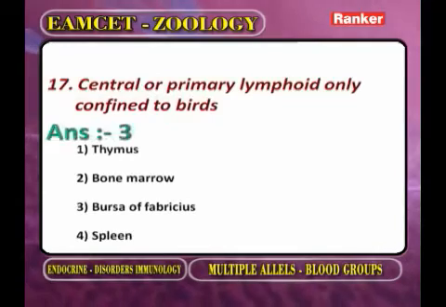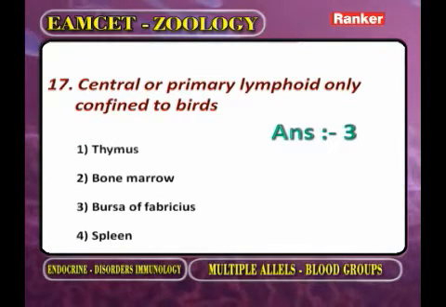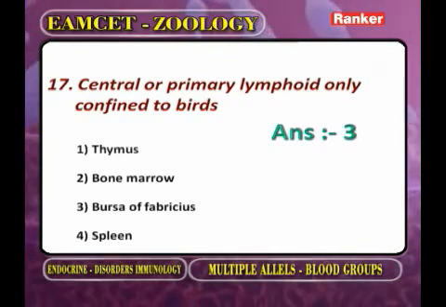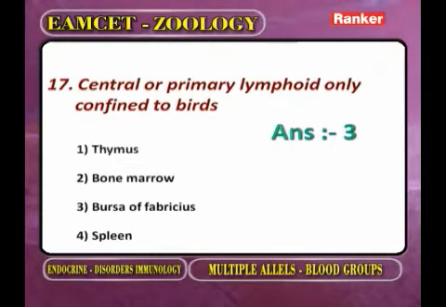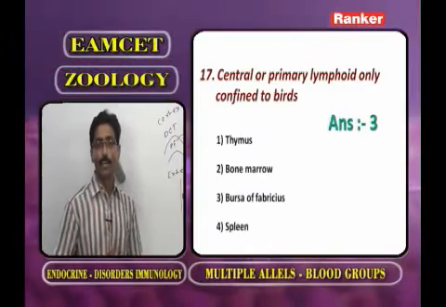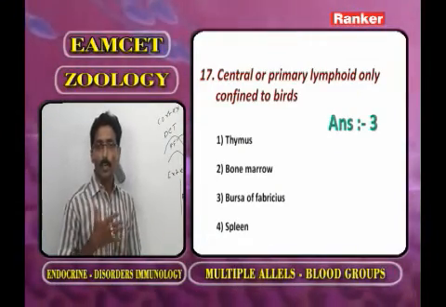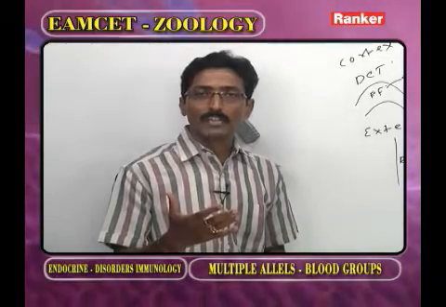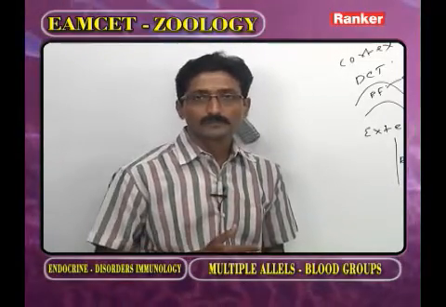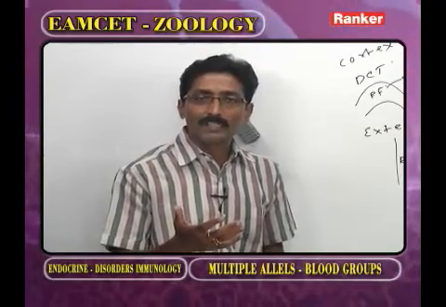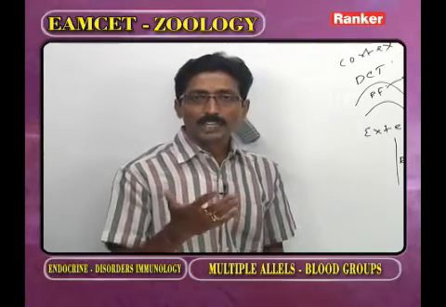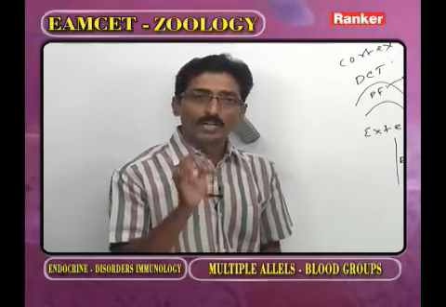The next one is central or primary lymphoid organs in the bird's body. Now, as we observe the immunity or immunology. Now, take for example the human body. In our body, what is the primary lymphoid organ? That is bone marrow and the thymus. What is the secondary lymphoid organ? That is the spleen, lymph nodes, and MALT.